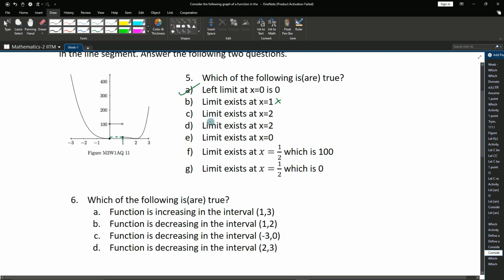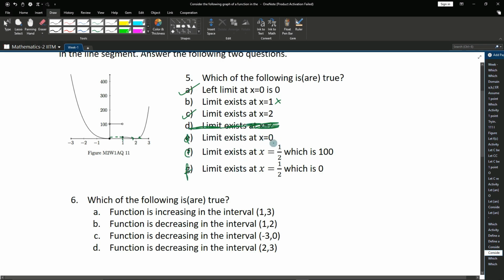What about the third option? The limit exists at x equal to 2. At x equal to 2, the curve in the graph is a smooth curve, so the right limit as well as the left limit tends to 0. So this exists. What about the fourth option? Again, there is a repetition of this option. Sorry, this is D, E and F.